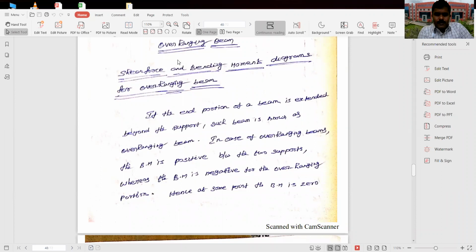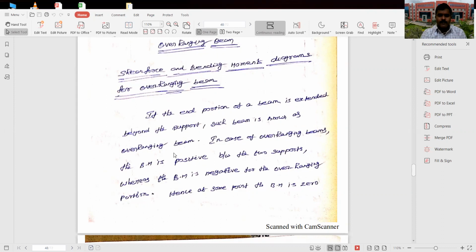Today we will discuss the Strength of Materials subject, Unit 2, shear force and bending moment, Lecture 8: overhanging beam. How to draw the shear force and bending moment diagram for an overhanging beam. You know very well what an overhanging beam is. If the end portion of the beam is extended beyond the support, such a beam is called an overhanging beam.